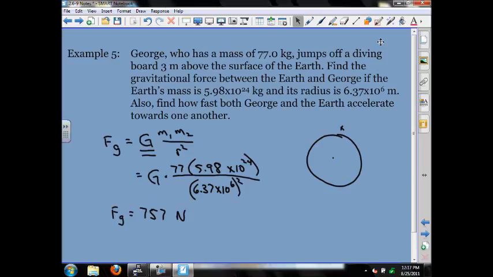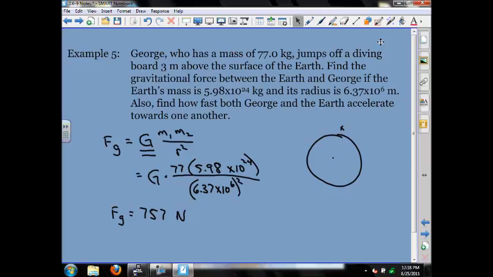What should you be getting for George's acceleration? You should get the acceleration due to gravity here on Earth, about 9.8. Yeah, and it might be off by a little bit, that's okay. We rounded Earth's mass and Earth's radius, so it might not give us exactly that.